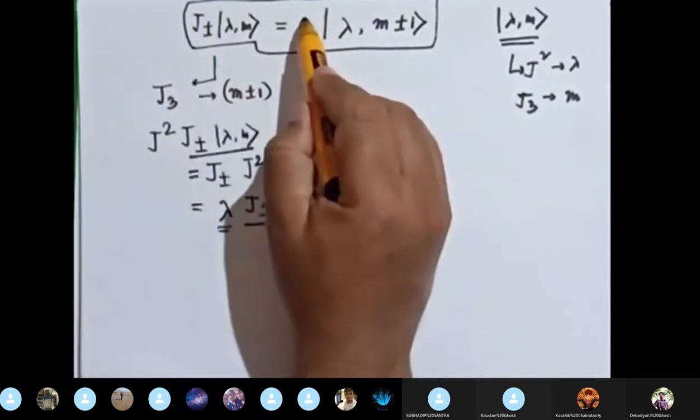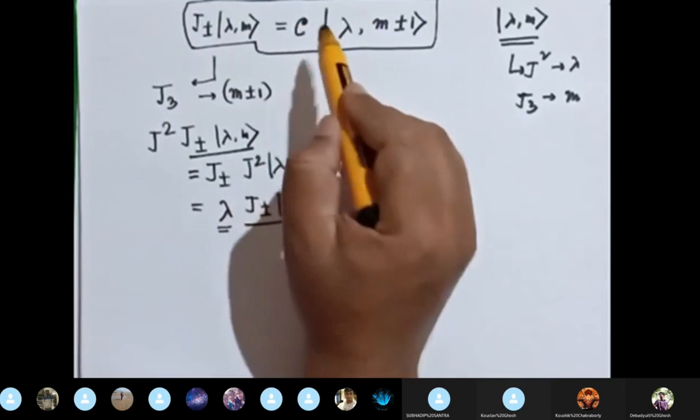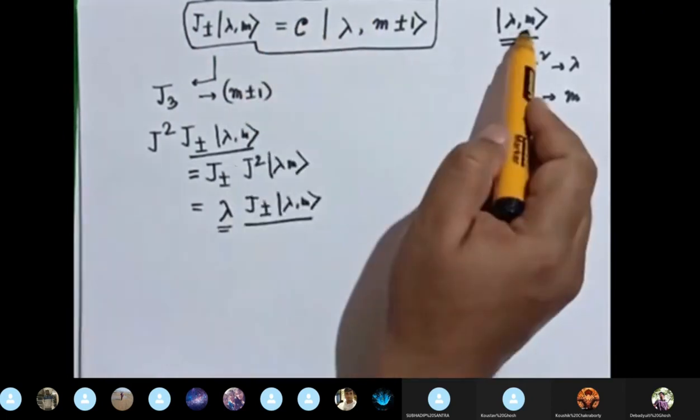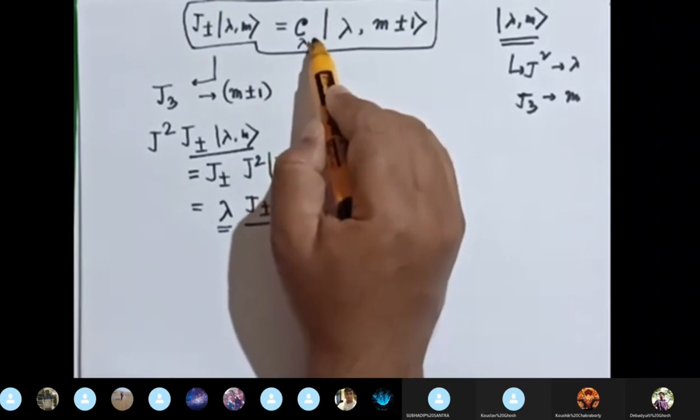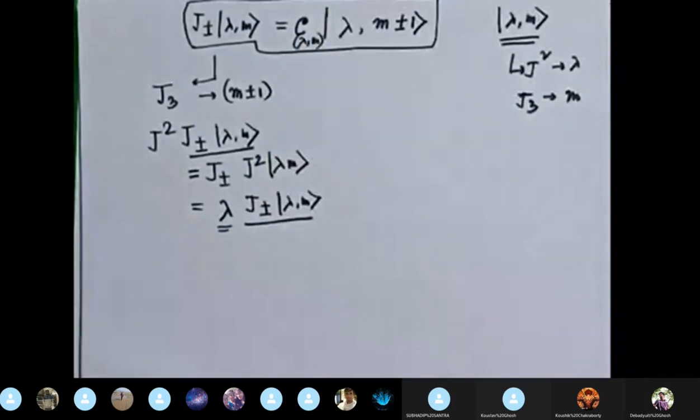The only thing is that I have to write a constant here. I take these states to be normalized, but I don't know whether this one is normalized. So in general this is a function C of lambda and m. Okay.